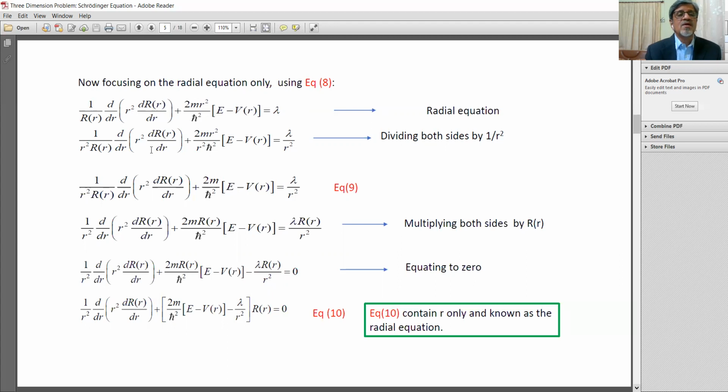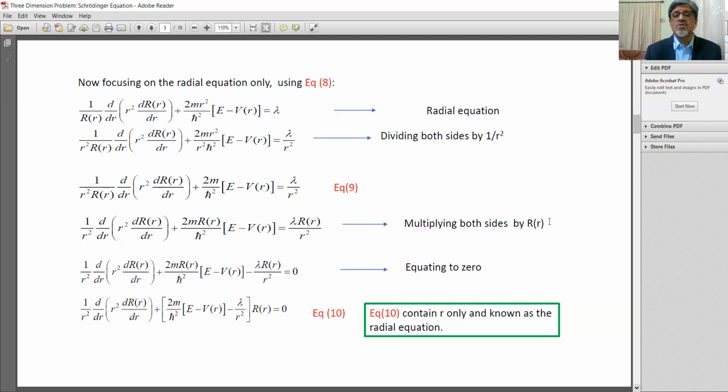Here, the term 2mr² divided by ħ² multiplied by 1 upon r², I will notice that this r² is cancelled out. So it is equal to 1 upon r² R(r) d/dr of r² dR/dr, plus 2m divided by ħ² (E minus V(r)) is equal to lambda by r², because this equation is multiplied throughout by 1 upon r². Now, this can be rewritten in the form of this particular equation, and we call it equation number 9.